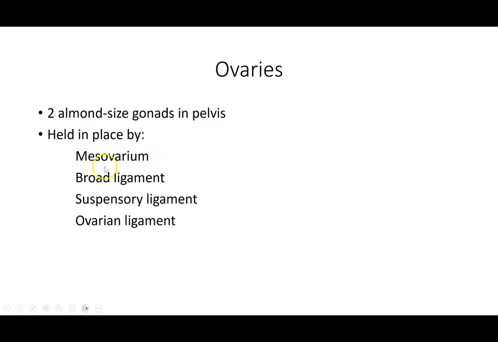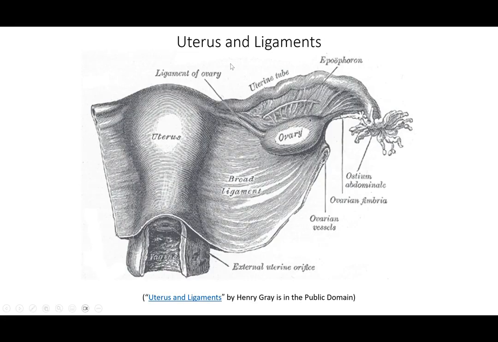So we have the meso-ovarium, which is going to just be some connective tissue anchoring them in place. We have the broad ligament, which is going to help cover both the ovaries and the uterus. We have suspensory ligaments, and then the ovarian ligament itself, which anchors them to the uterus itself.